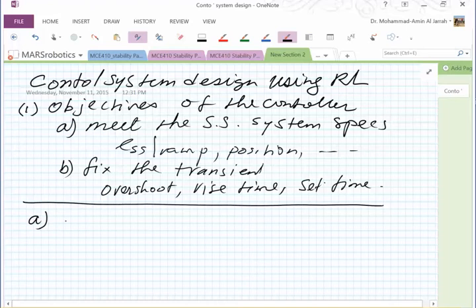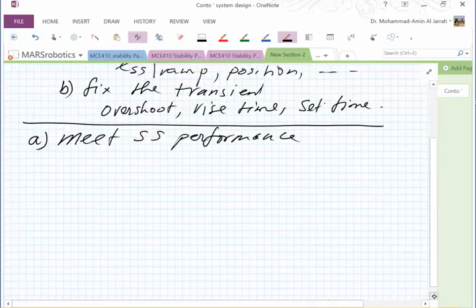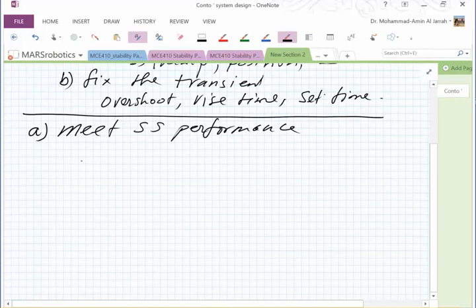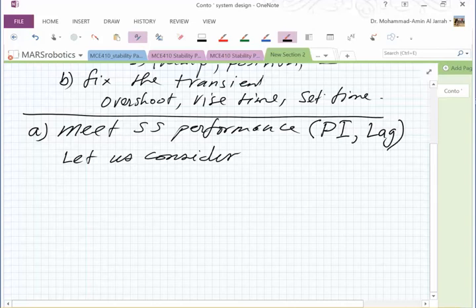So we want to fix or meet steady state performance. We want a system to meet a steady state performance. And here I want to start with a simple example. So let us consider, and the controller that normally meets the steady state performance, we call them either PI controller or lag controller, and we will show you the difference.